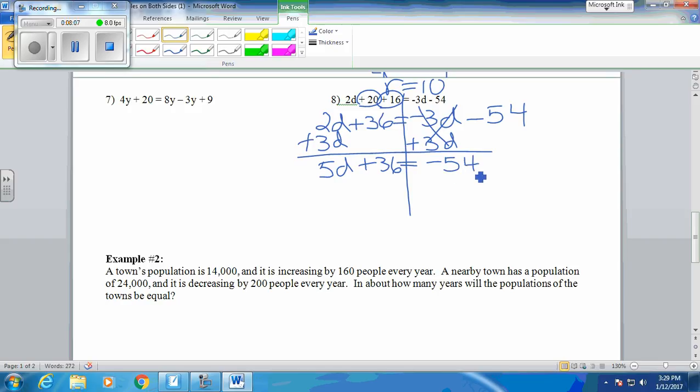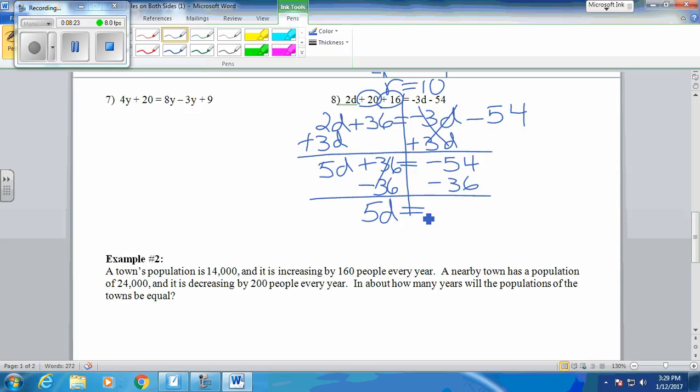You need to make sure you bring down a negative 54. Now this is kind of the first time we're really getting our negatives involved here. I'm going to subtract 36 from both sides, and I am left with 5d, and now I have negative 54 minus 36.